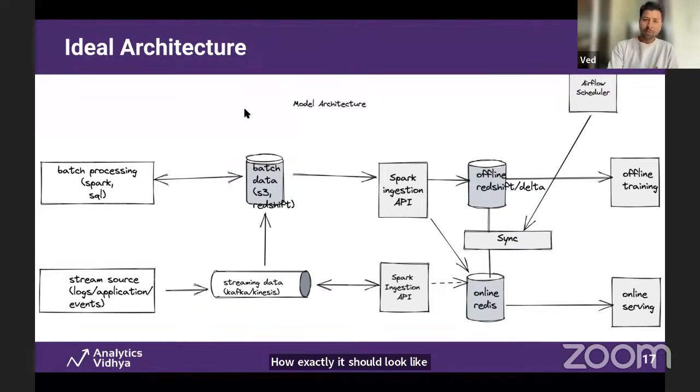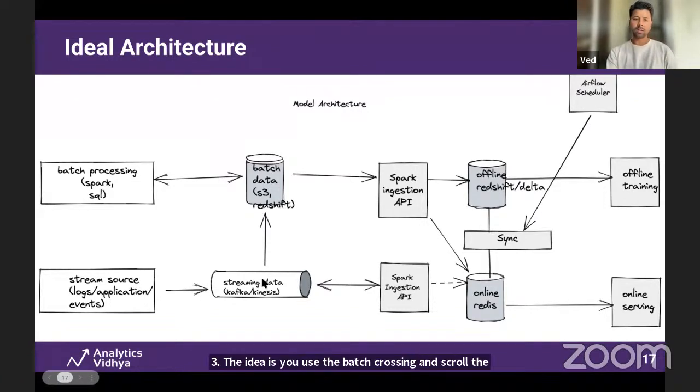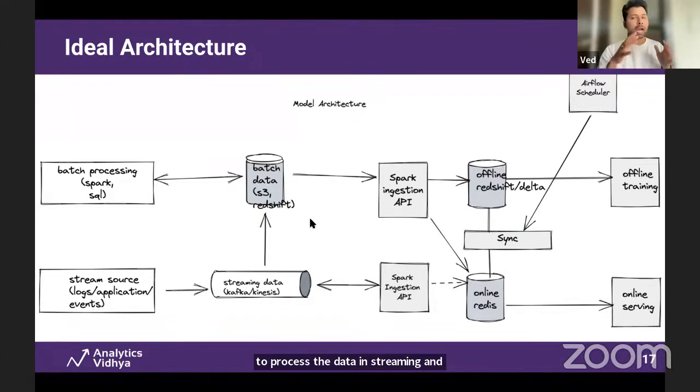You can have two different types of data sources. One is batch data and another one is streaming data. For streaming data, you can have Kafka or Kinesis, and for batch data, you can have Redshift and S3. The idea is you use batch processing and store the data somewhere, and you use a streaming solution to process the data in streaming and store it somewhere. Then you have the Spark ingestion APIs, which store that data in Redis and the offline store so that it can later be consumed separately.